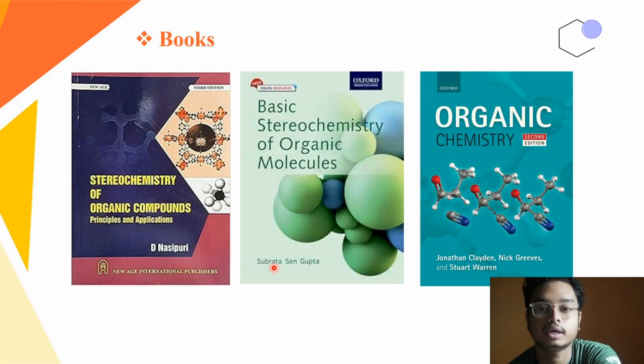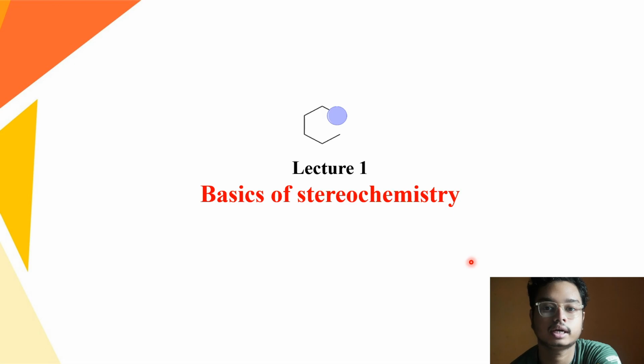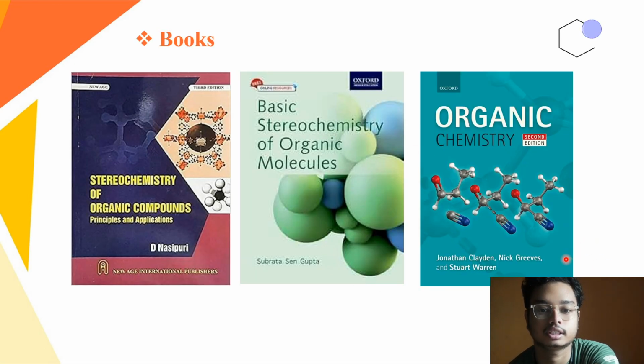And we are mainly following the books: Stereochemistry by Nasipuri, Basic Stereochemistry by S. Gupta, and obviously the OG Clayden. But we are not limited to these particular books only. Whenever I get good material, I can take from there to make concise materials. So with this, we end the introductory part.